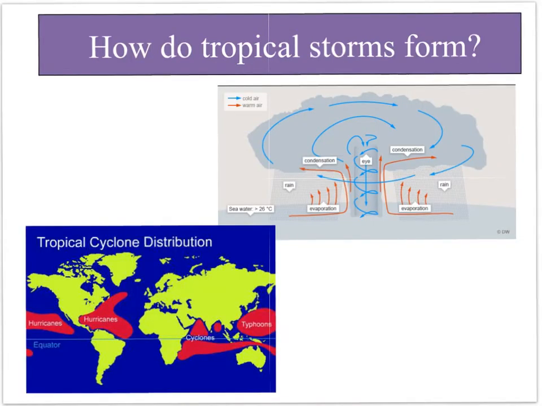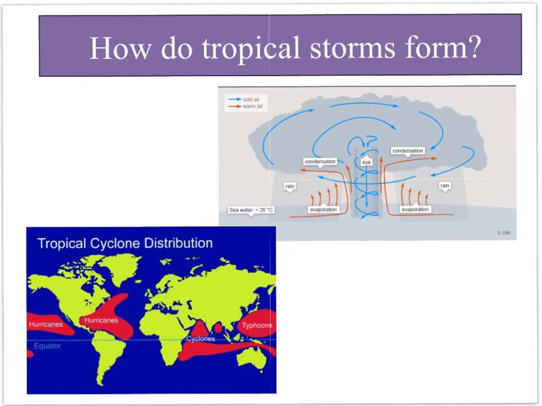Now, tropical storms normally form at between 5 and 30 degrees latitude. This is because the oceans around these areas are very warm, and it gives these tropical storms the energy that they need to form, as the seawater is above 26 degrees Celsius. Because of this, it causes water to evaporate quickly from the hot surface of the ocean.